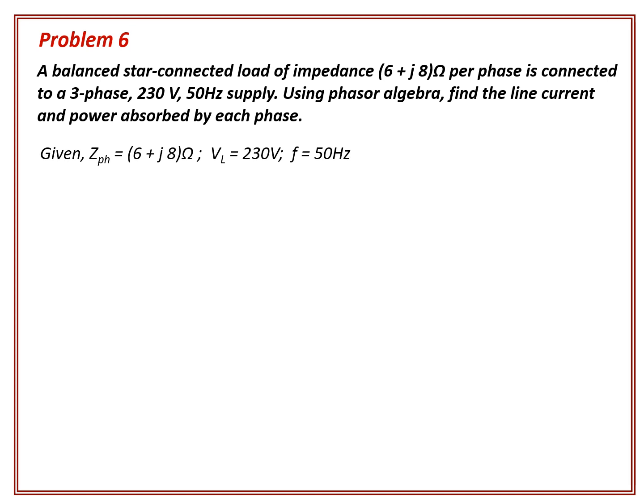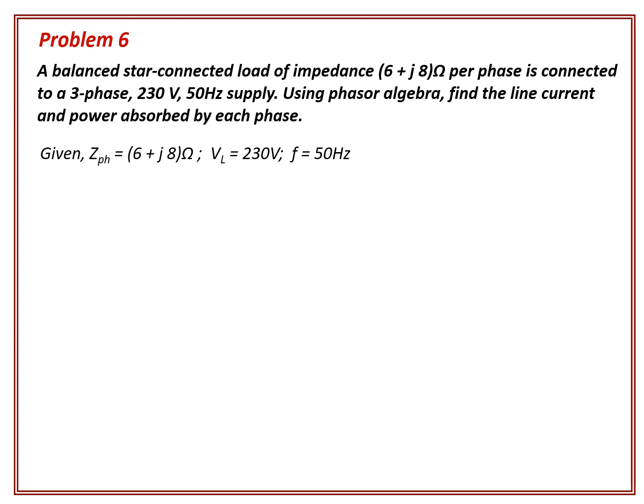A balanced star connected load is considered here. Impedance per phase is 6 plus j8 ohm. And the load is connected to a 230 volt 50 Hz 3-phase supply, which means VL equal to 230 volt and f is equal to 50 Hz. The question is to find the line current and power absorbed using phasor algebra.